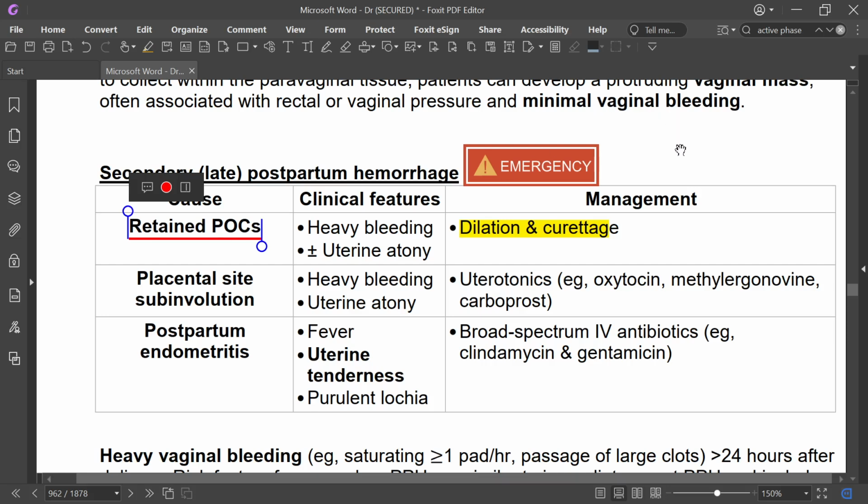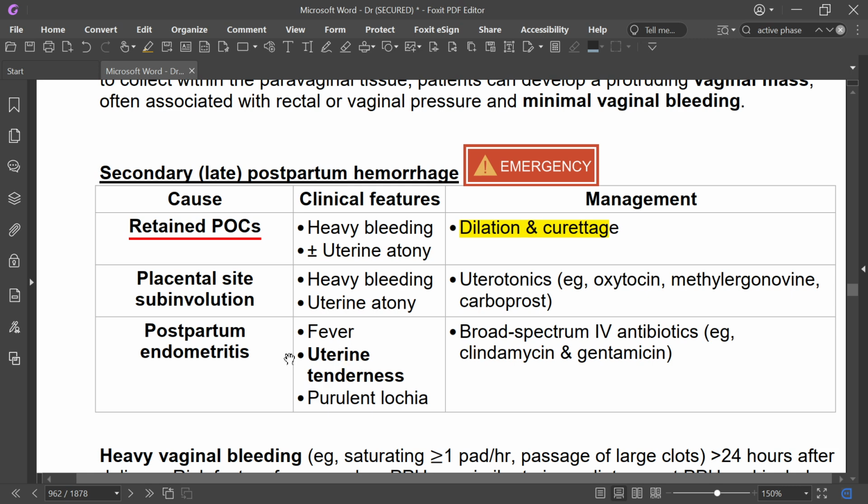Placental site subinvolution can be treated with uterotonics like oxytocin, methylergonovine, and carboprost. Carboprost should not be given in asthma, and methylergonovine should not be given in hypertension. And oxytocin can cause hyponatremia.